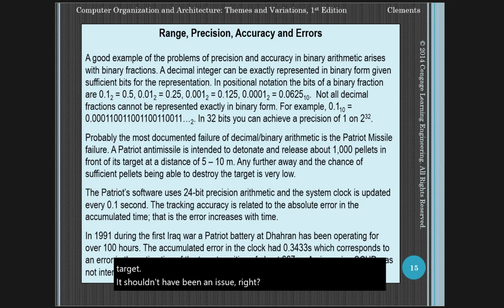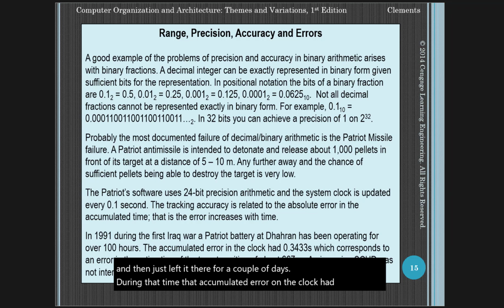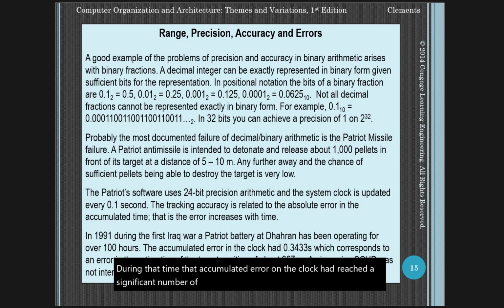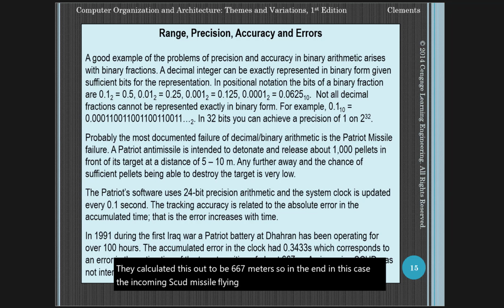However, in 1991, during the first Iraq War, the Patriot battery in Dhahran had been operating for over 100 hours. So they turned it on and then just left it there for a couple of days. During that time, that accumulated error on the clock had reached a significant number of seconds, right? 0.3433 seconds, which corresponds to an error in the estimation of the target position. So they calculated this out to be 667 meters. So in this case, the incoming Scud missile flying at Mach 5 was not intercepted. 28 U.S. soldiers were killed.